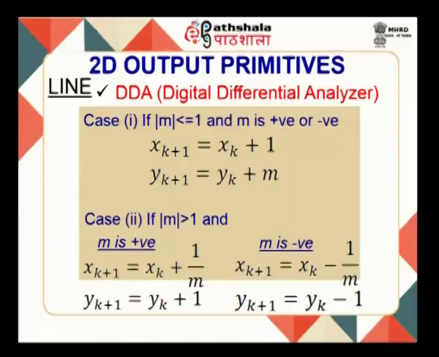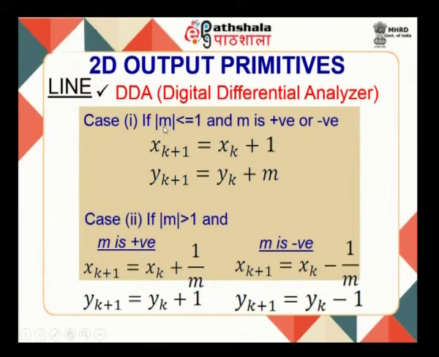So, given the first endpoint, we start with the first point, which is a known point on the line, and we will compute the next x and y value, the next x and y value, till we reach the other endpoint. We denote the next x value as x k plus 1, and the next y value as y k plus 1, with k plus 1 all in the suffix.